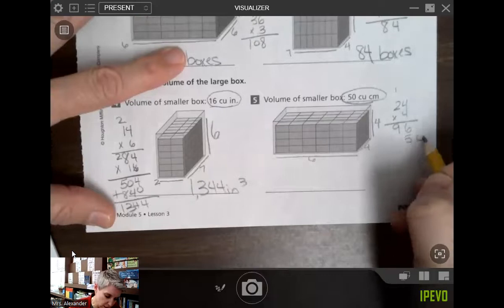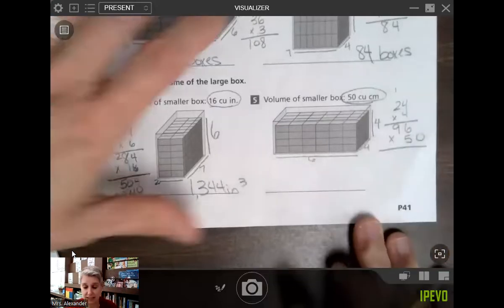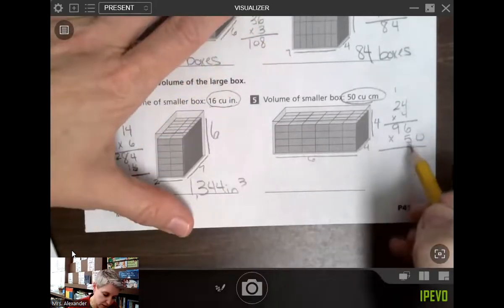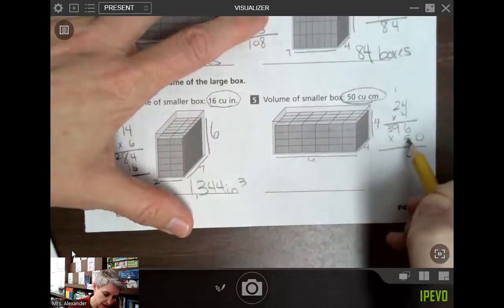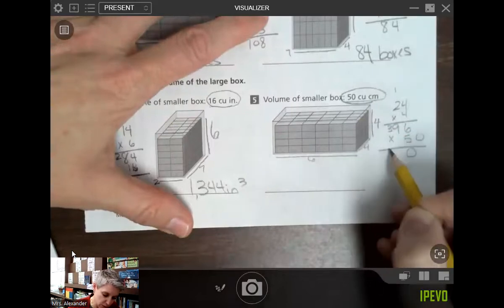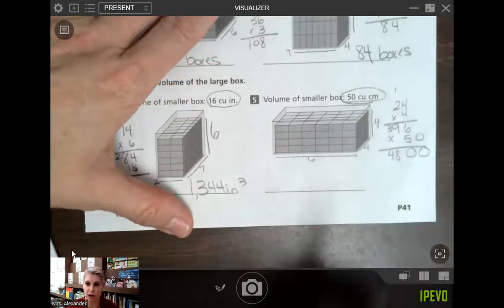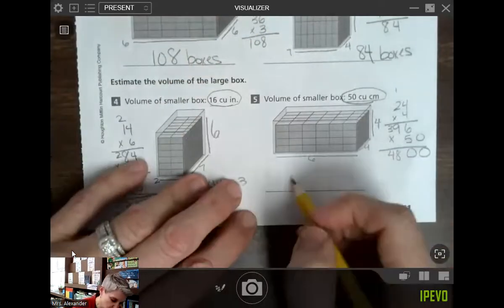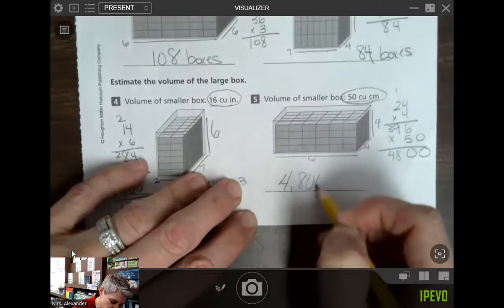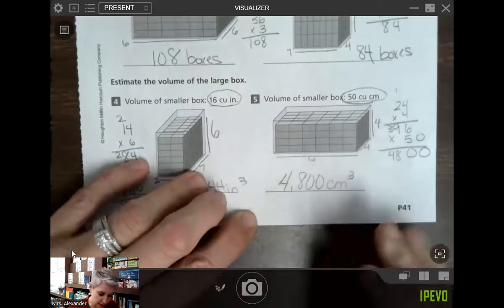I'm going to hang my zero out to the side. I'm going to do 96 times 5. 5 times 6 is 30. 5 times 9 is 45, plus 3 is 48, and I'm going to remember to drop that zero into place. So our answer should be 4,800 cubic centimeters.